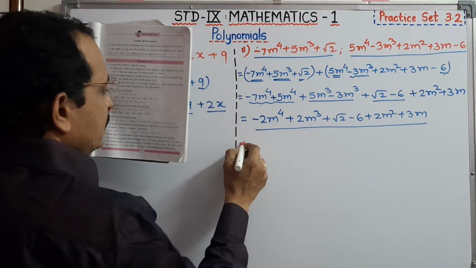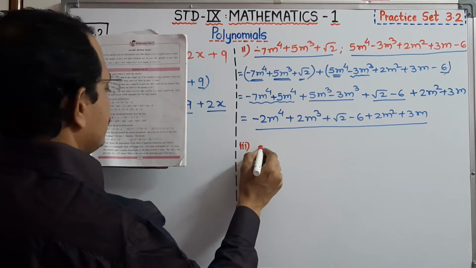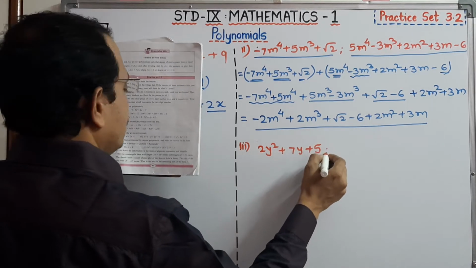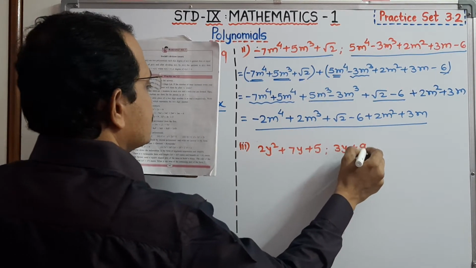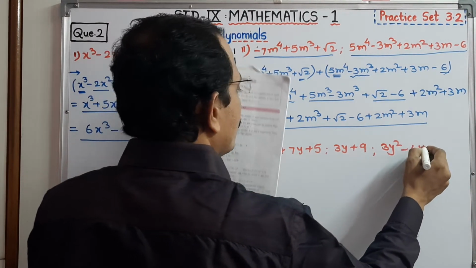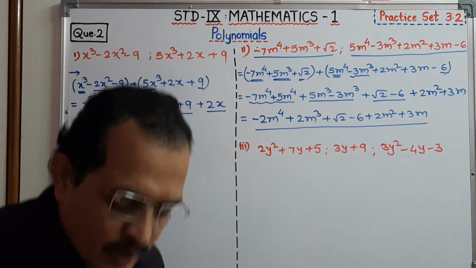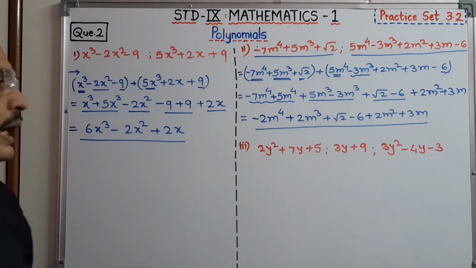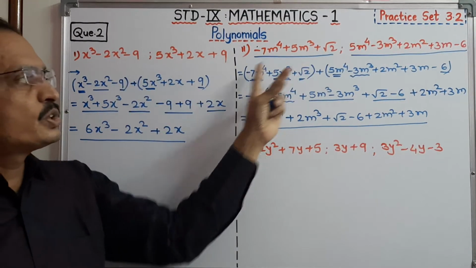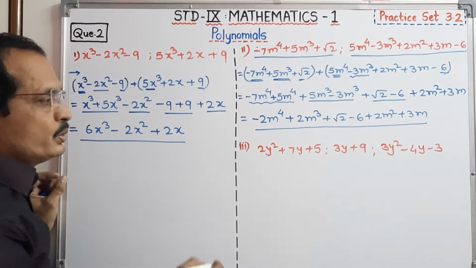Here it is the third one. It is 2y square plus 7y plus 5, 3y plus 9 and 3y square minus 4y minus 3. Dear student, we have to do the addition of the three polynomials. Till now we made the addition of two polynomials. Here we have to use three.